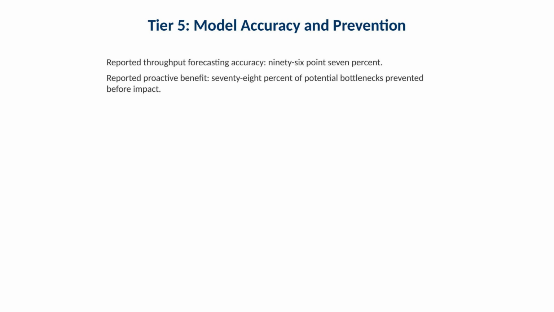The digital twin is reported to achieve 96.7% accuracy in throughput forecasting. It is also reported to enable proactive adjustments that prevent 78% of potential bottlenecks before they impact operations. This highlights the value of continuous validation and operational feedback.